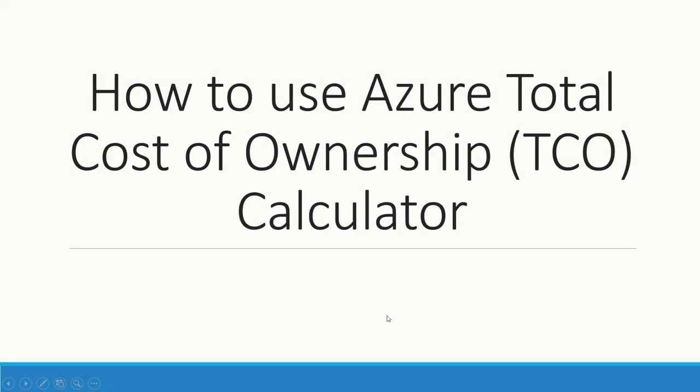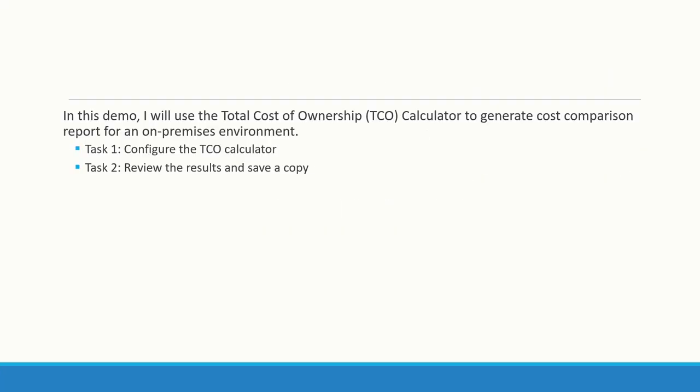In this demonstration, I'm going to use the Azure Total Cost of Ownership, also known as the TCO calculator, to generate a cost comparison report for an on-premise environment. In task 1, I'm going to configure the TCO calculator, and in task 2, we're going to review the results and also see how we can save a copy of that result.